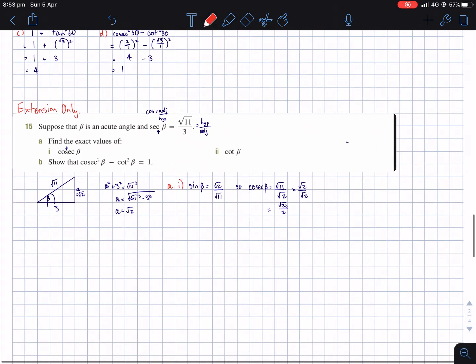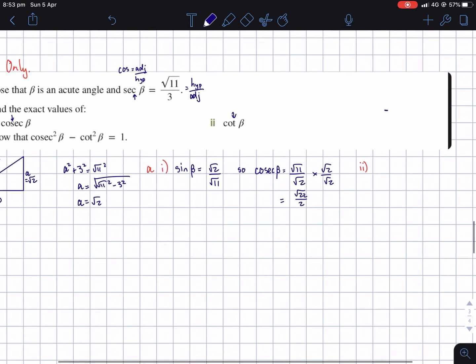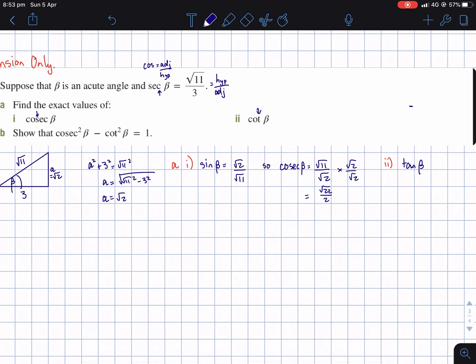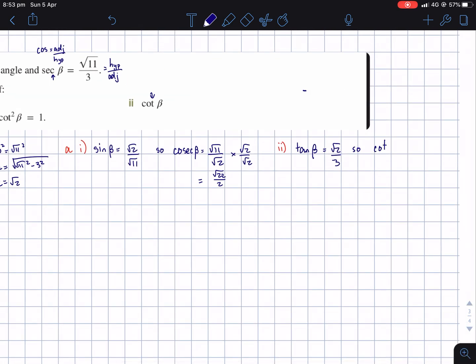If we're now looking at question II, we're going to do something really similar, but this time it's for cot, which is the opposite of tan. So let's have a look at tan beta in this one, opposite over adjacent, so root 2 over 3. So cotan is that upside down, 3 over root 2. If they wanted you to rationalise it, times root 2 on root 2, so that gives us 3 root 2 over 2. They may not want you to rationalise at all. Like, it's not something I'd do unless they asked.